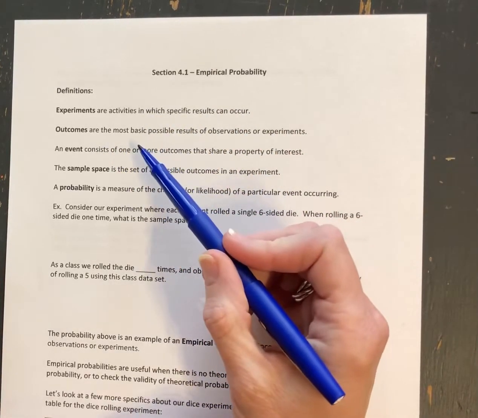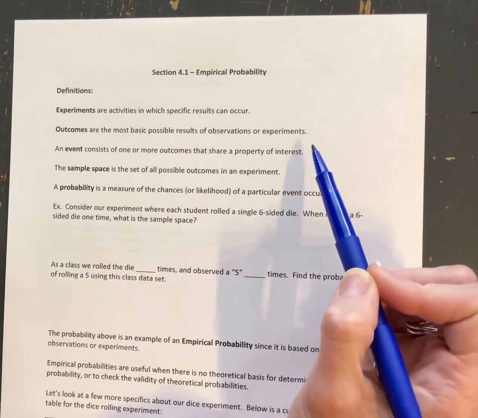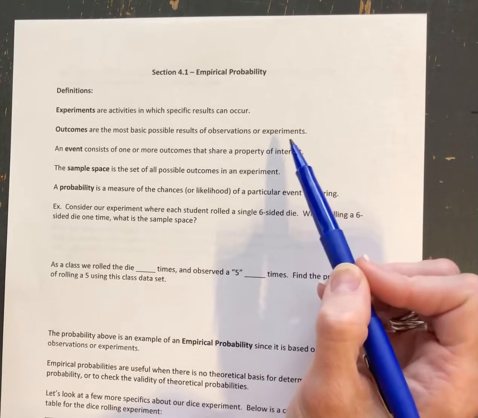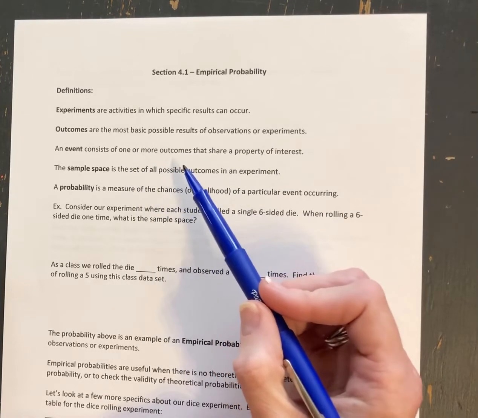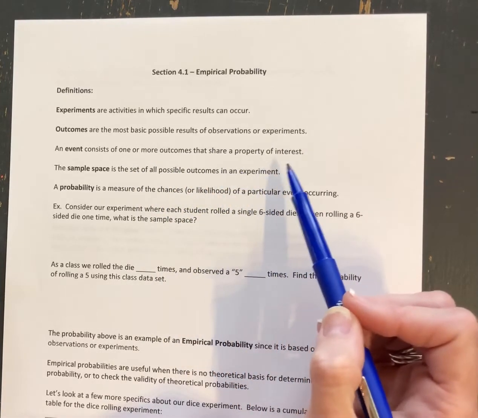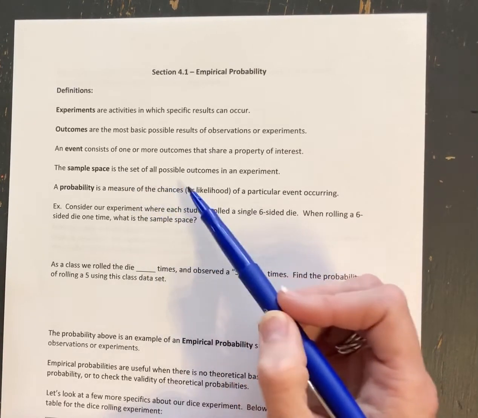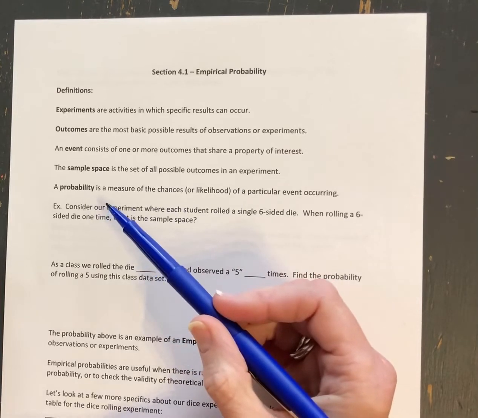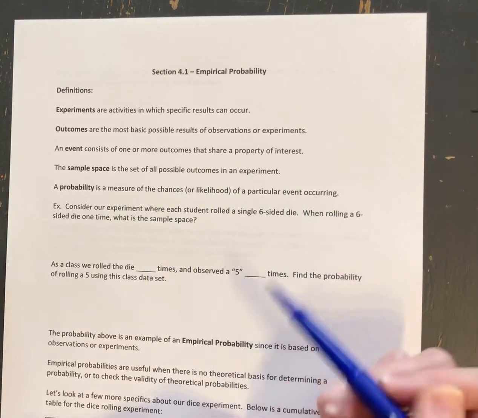Outcomes are the most basic possible results of observations or experiments. So it's what we might observe happening when we perform an experiment. An event consists of one or more outcomes that share a property of interest. The sample space is the set of all possible outcomes in an experiment. And then in general, a probability is a measure of the chances or the likelihood of a particular event occurring.